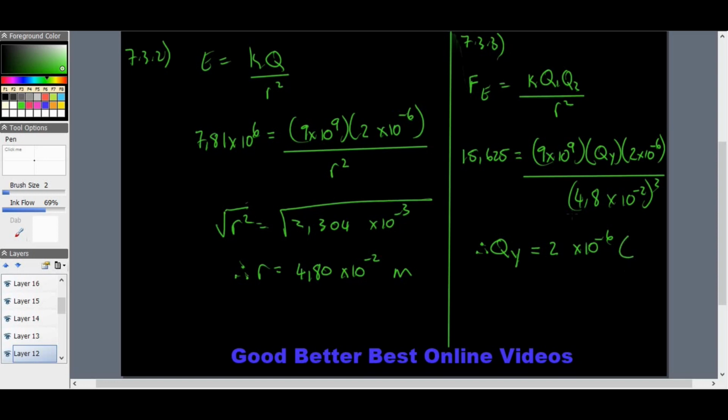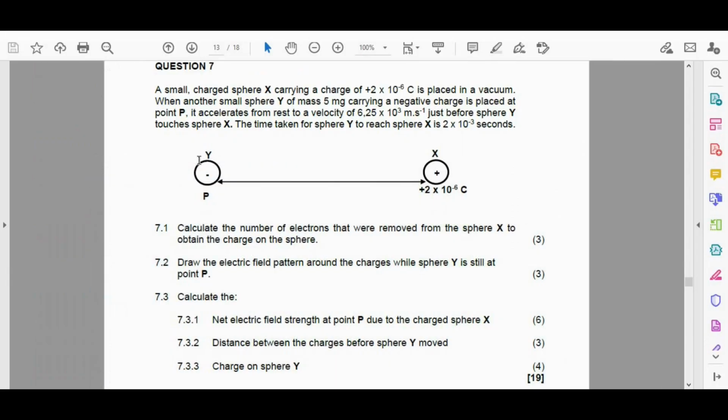But of course that'll be a negative charge, so more specifically negative 2 times 10 to the negative 6 coulombs, because the other is a positive charge, so this one will be negative.